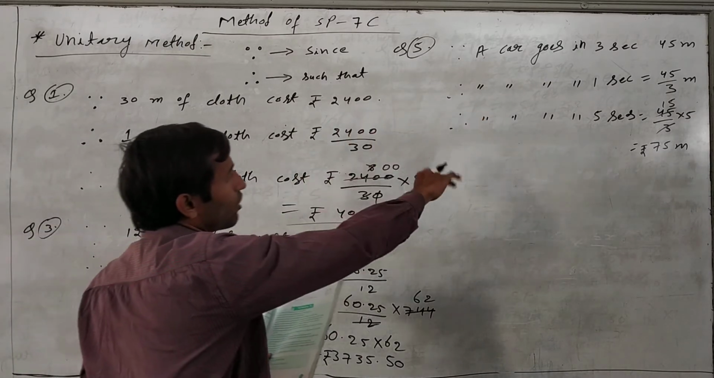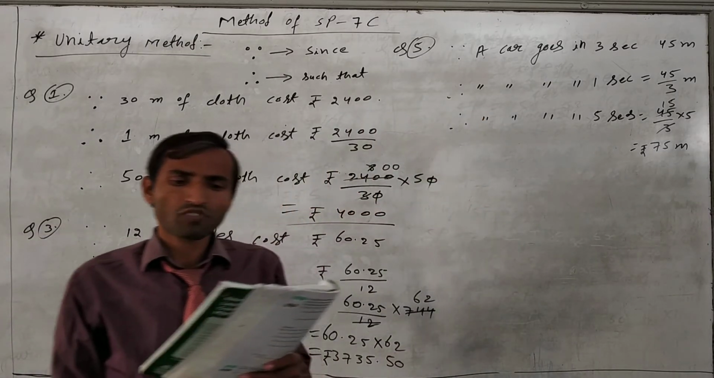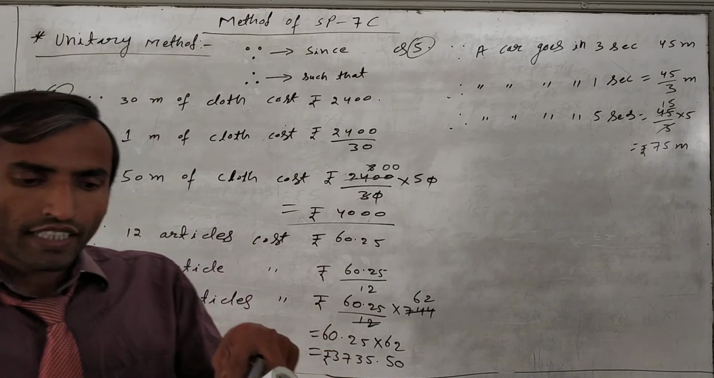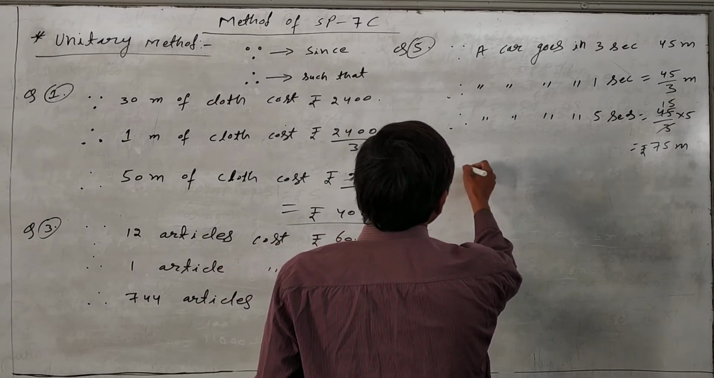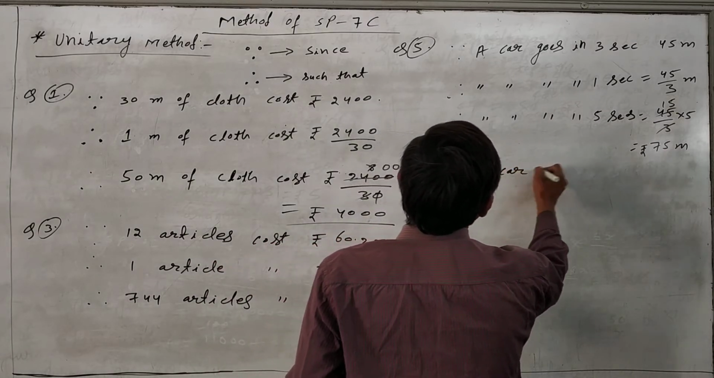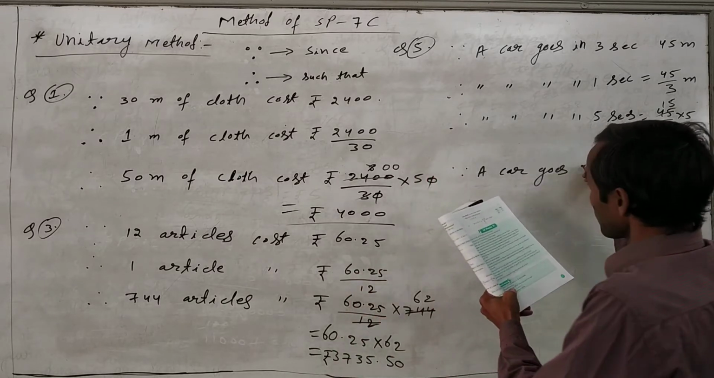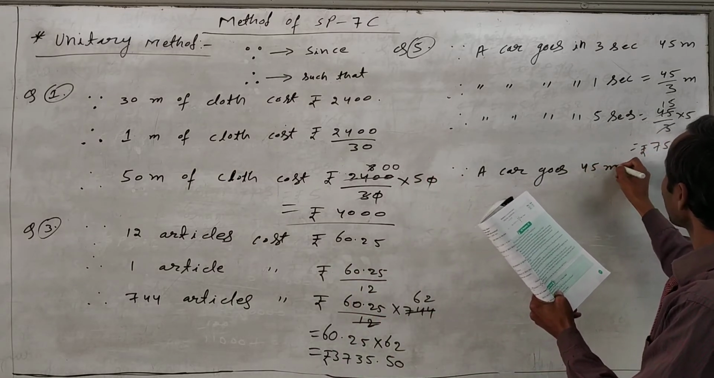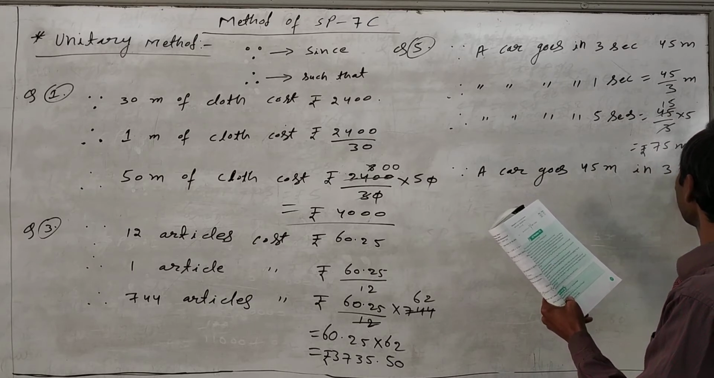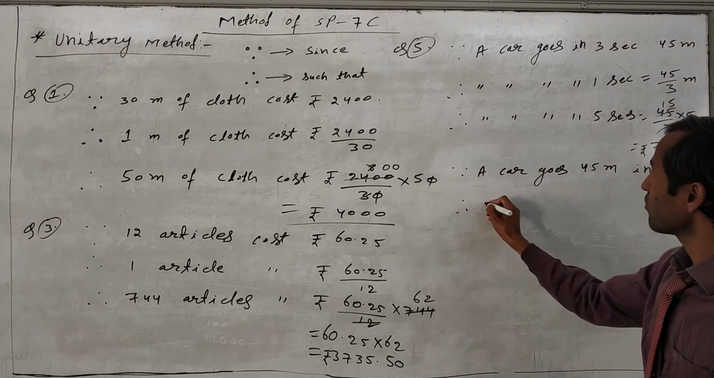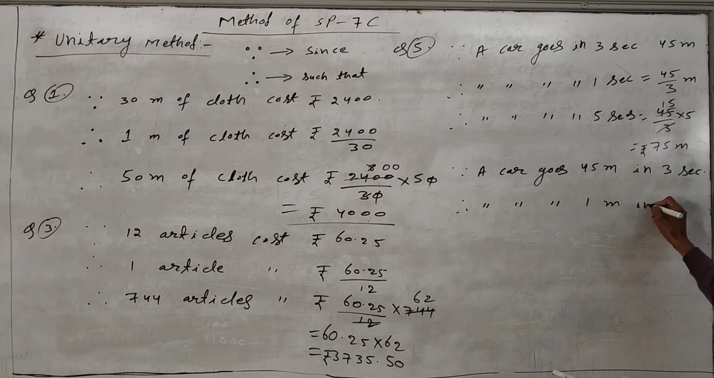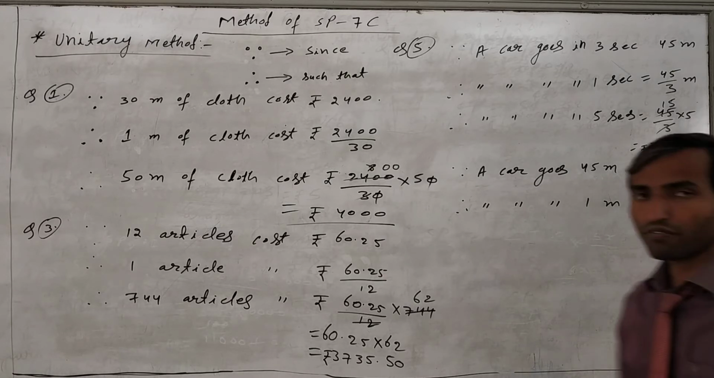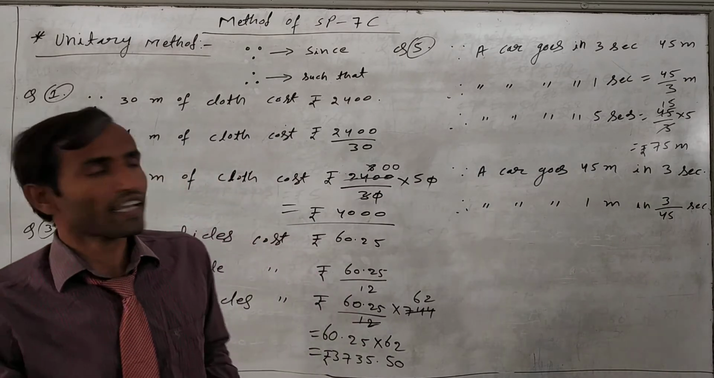Now this is the first part. Now in the second part, 120 is given in the question, so we have to find the time. The time we will write on the left side, the right hand side. Now the second part: since a car goes 45 meters in 3 seconds, again just write out like this. A car can go 1 meter in 3 upon 45 seconds. So it has to go only 1 meter, so it will take less time only.